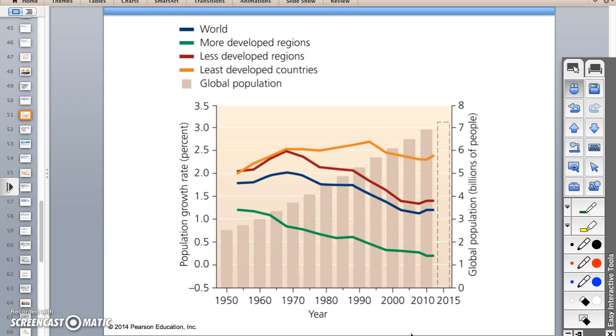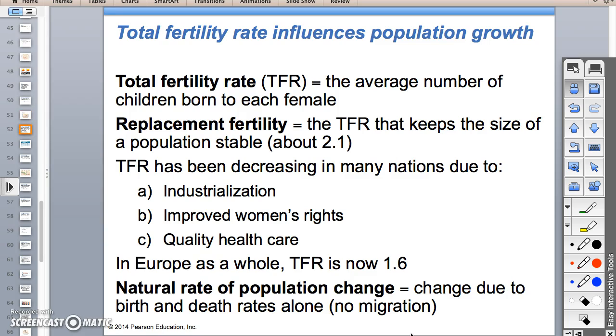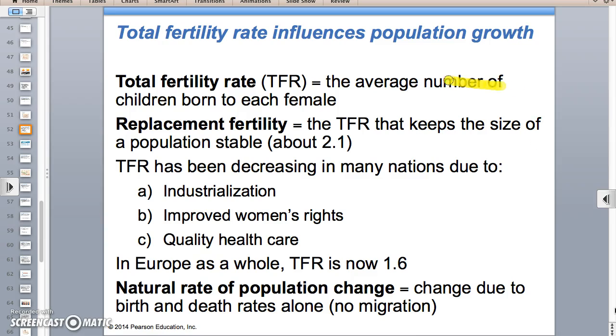The TFR is different than that. So TFR is the total fertility rate. It's the average number of babies each lady is making in your country. Replacement fertility in a developed, stable population is 2.1. And the 0.1 comes from the fact that not everybody's going to have children. Some people will be sterile. Some people won't live long enough to have children, whatever.